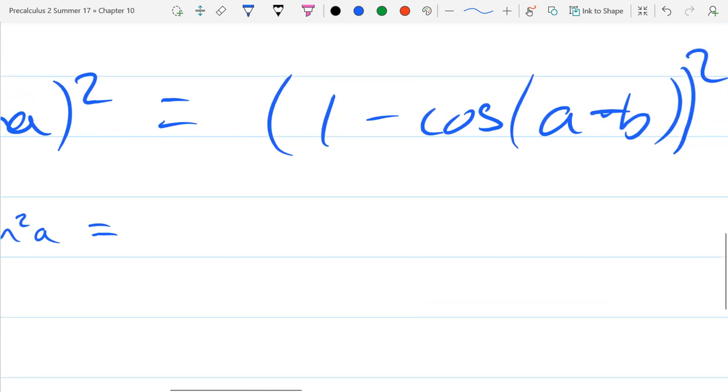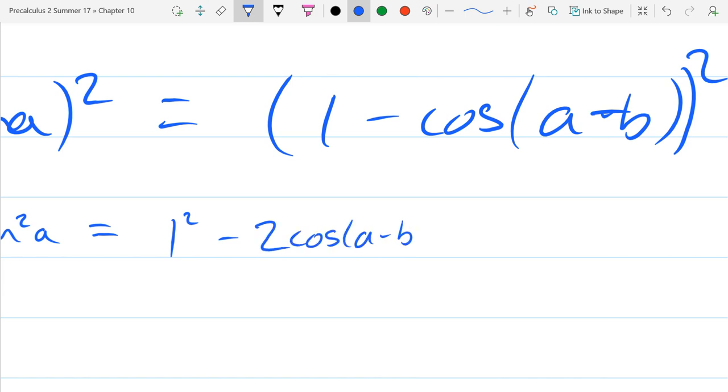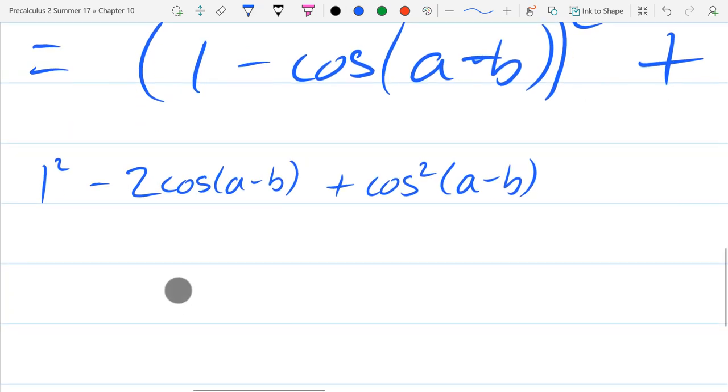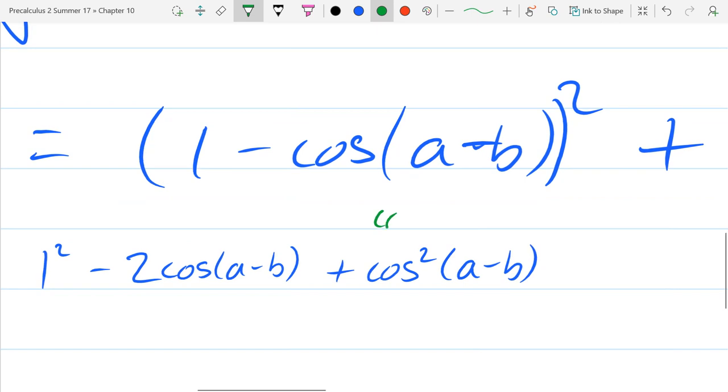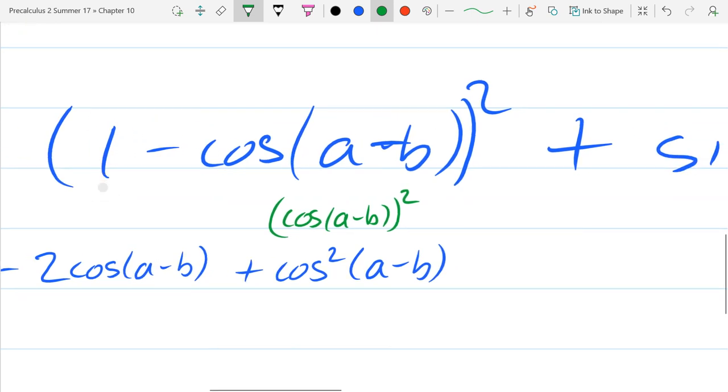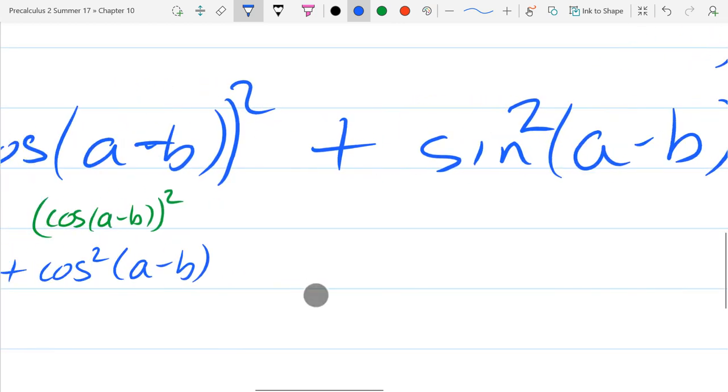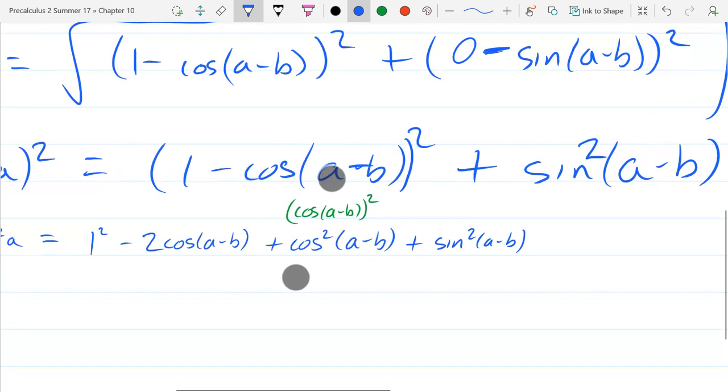So this is going to foil exactly the same way. 1 squared is 1. I'll just go ahead and write 1 squared. Our inside-outside terms, again, are the same. So it's minus cos a minus b, but it's minus 2 of them. And plus cos squared b. So when I write cos squared a minus b, remember, that really means cos a minus b squared. So that's just that exponential notation. That's a little bit strange. And then last up, we're just going to copy this guy right here. All right.